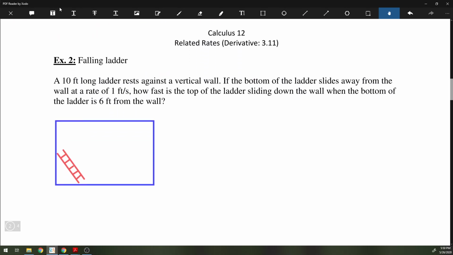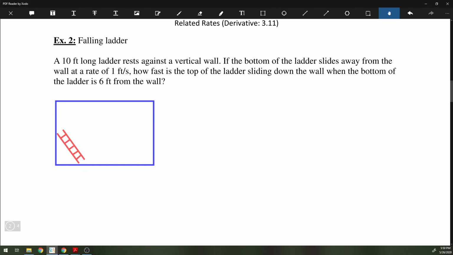Let's look at example 2. This is the falling ladder example. Okay, a 10-foot long ladder rests against a vertical wall. If the bottom of the ladder slides away from the wall at the rate of 1 foot per second, how fast is the top of the ladder sliding down the wall when the bottom of the ladder is 6 feet from the wall? Okay, so again, just like before, we're going to label this diagram. We have x, the horizontal distance, y, the vertical distance, and the length of the ladder, which is 10.